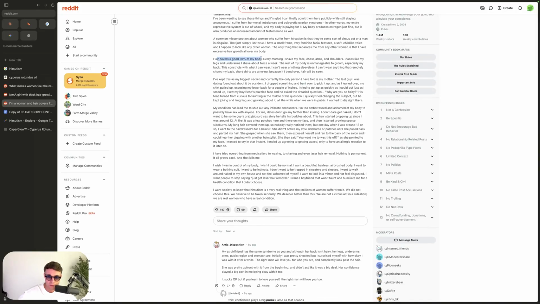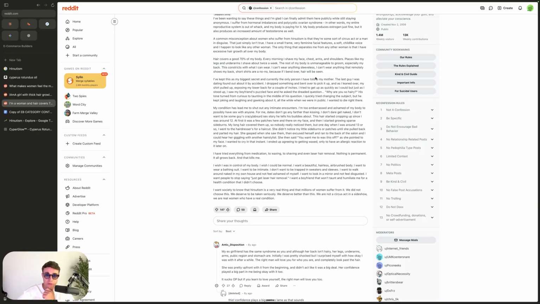Hair covers a good 70% of my body. Every morning I shave my face, chest, arms, and shoulders. This is actually really key. She's having to shave every single morning. So again, that'll be something key that we write in our scripts because that's no fun. No woman wants to have to do that every single morning when they wake up. Places like my legs and underarms, I shave about twice per week. The rest of my body is unmanageable to groom, especially my back.